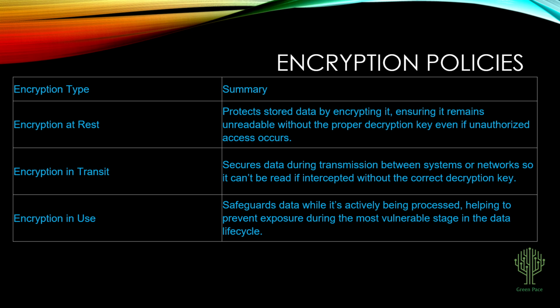Encryption at rest means data is protected while it's sitting in storage. That way, even if someone gets unauthorized access, they won't be able to read the data without the right decryption key. Putting this policy in place is critical because it helps guard sensitive information in the event of a breach. Encryption in transit comes into play when data is moving from one place to another.